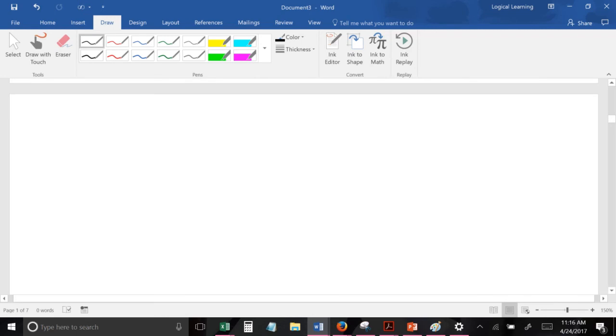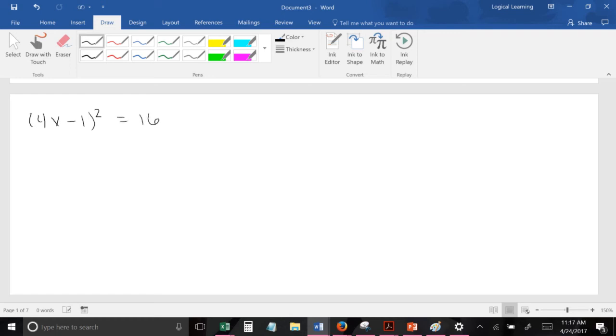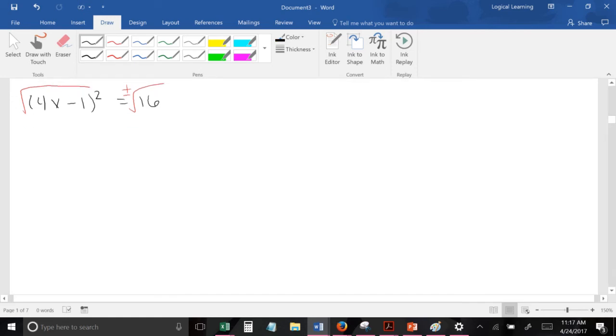How about 4x minus 1 squared is equal to 16. So again, we start by taking the square root of each side, remembering we have to consider the negative. That gives us 4x minus 1 equals plus or minus 4. Now what do we do here?